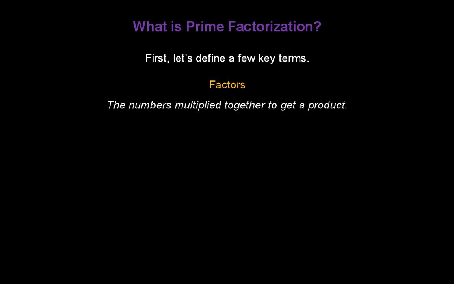First of all, factors. Factors are numbers multiplied together to give us a product. For example, if I took 2 and 23 and multiplied them together, I would get 46. That means 2 and 23 are two factors of 46. If I multiply 2, 3, and 10 together, I get 60. So 2, 3, and 10 are three factors of the number 60.